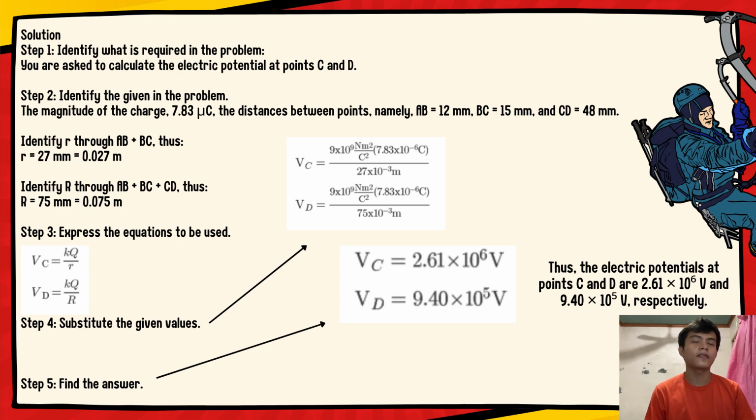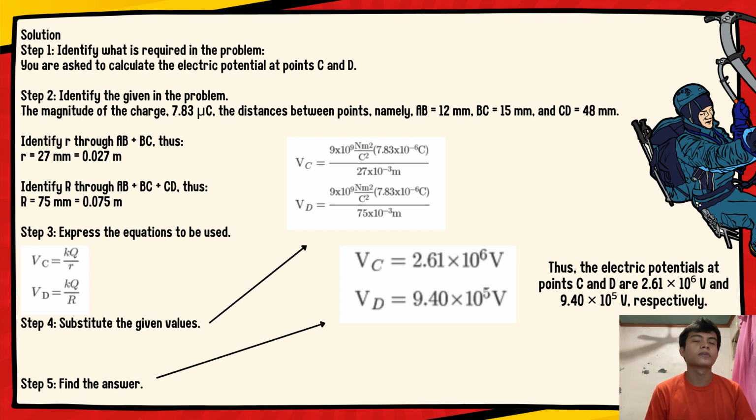Then, i-identify na sad nato ang distance kay D, which is makuha by adding AB plus BC plus CD. I-add na nimo, makuha nimo kay 75 millimeters or 0.075 meters. Then, ang equation na ato nang i-derive, dili na siya need i-change, kana lang. V is equal to KQ divided by R.